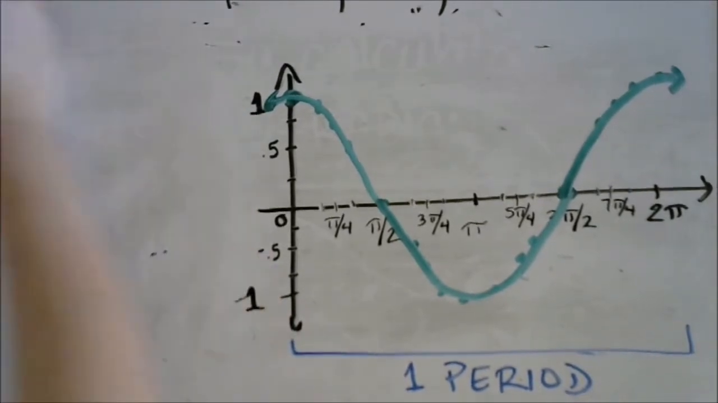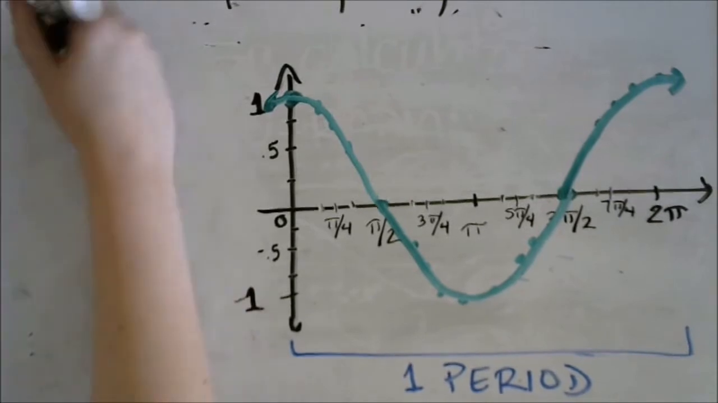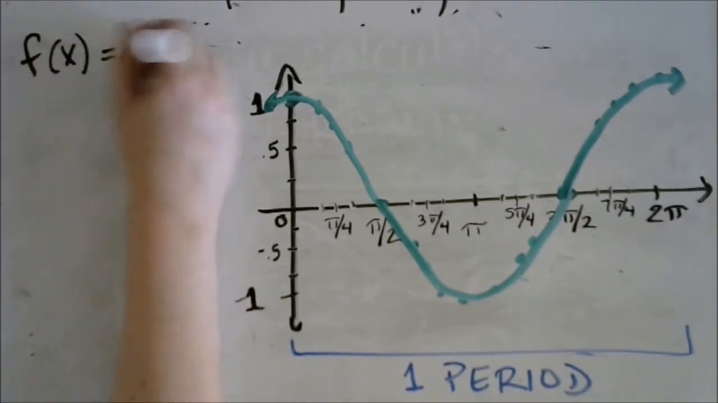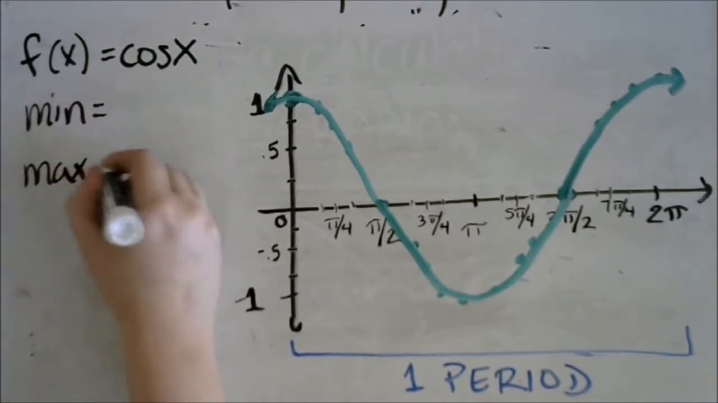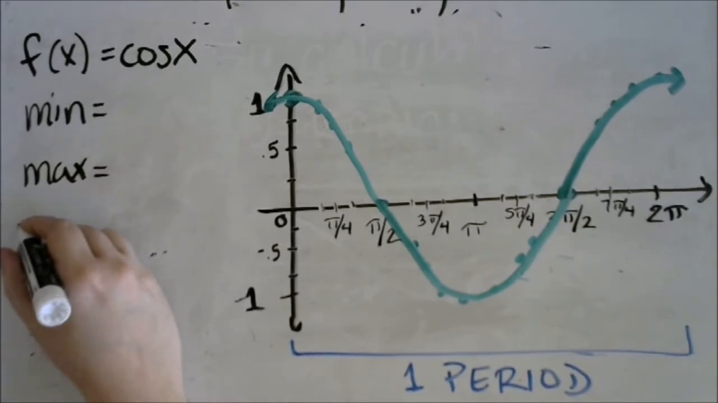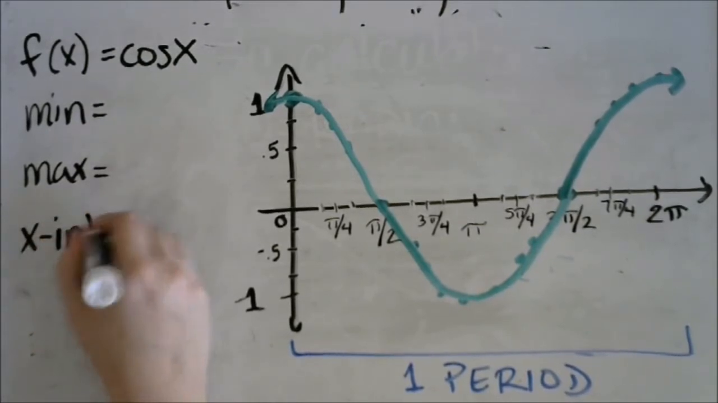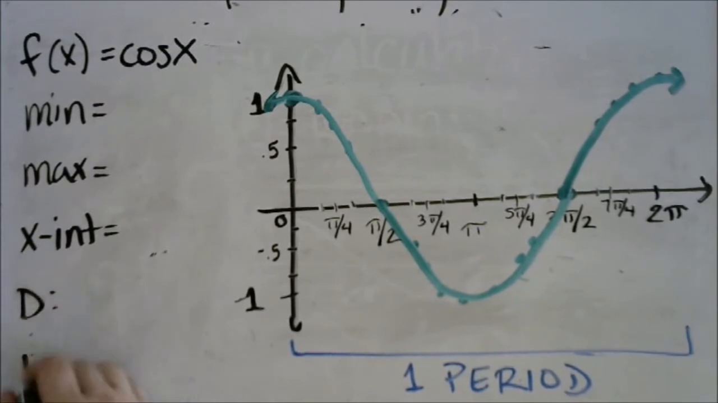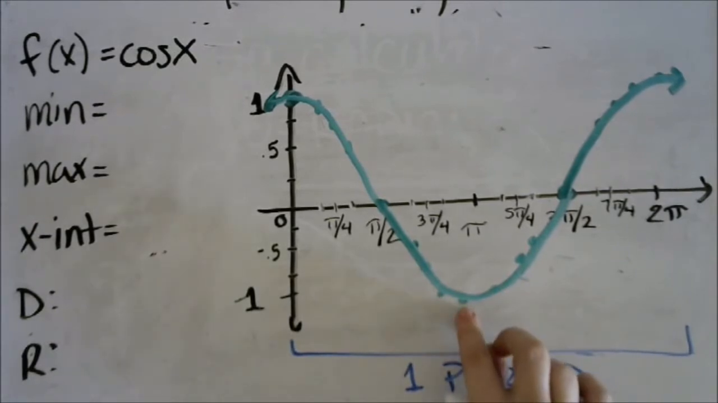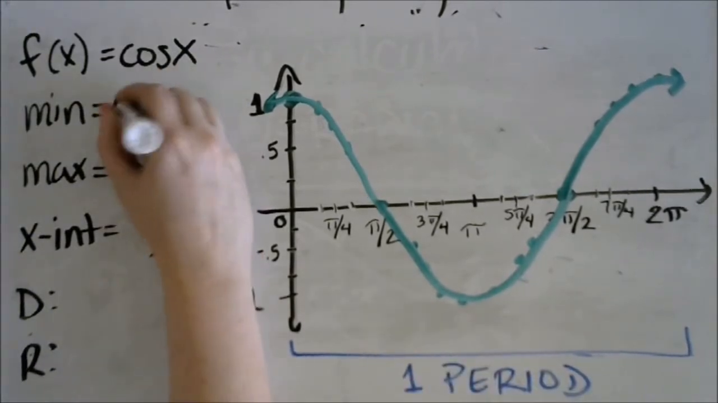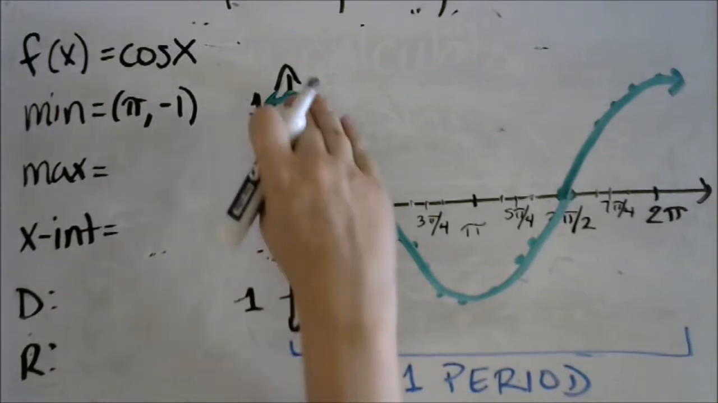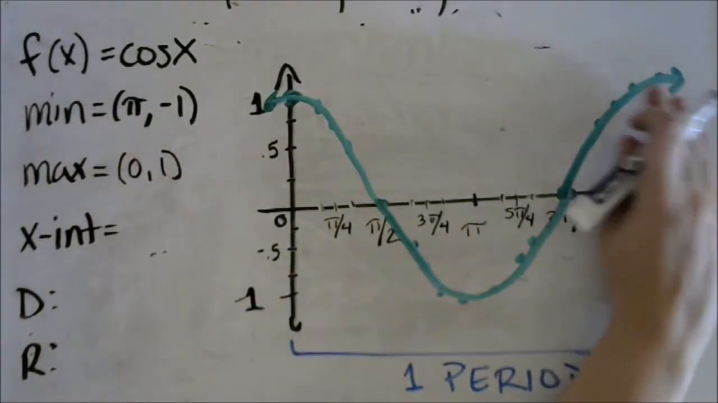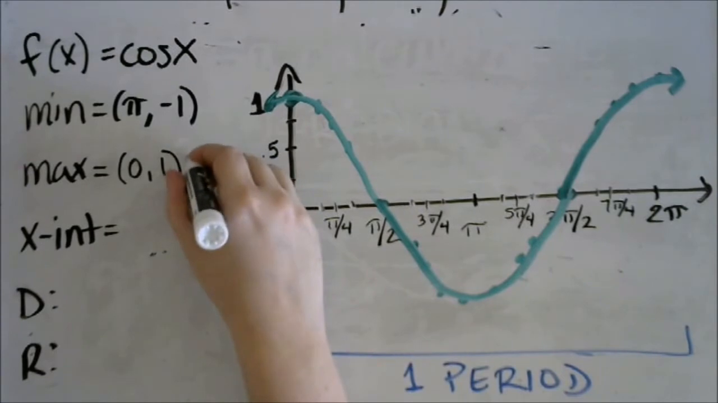When listing the key information, we want to know the critical values, the domain, and the range. So let's go over the minimum, the maximum, the x-intercepts, the domain, and the range for cosine. Starting with the minimum. The minimum for cosine is achieved in the middle of its rotation at pi, comma, negative 1. Cosine has two maximums, its initial value, 0, comma 1, and its ending value, 2 pi, comma 1.